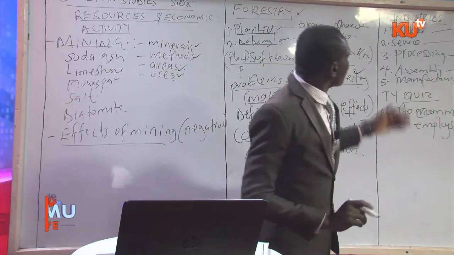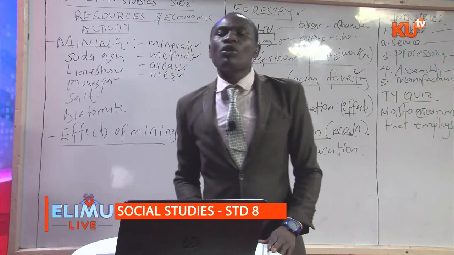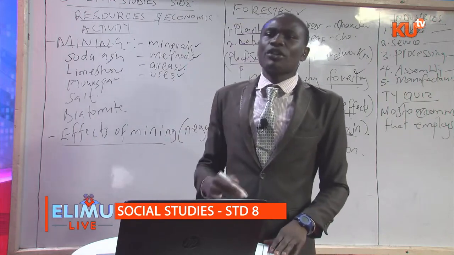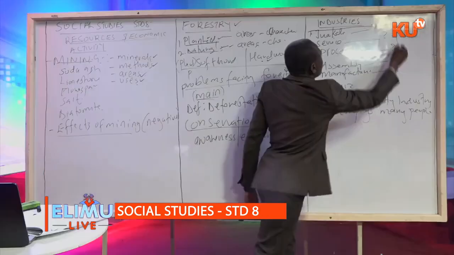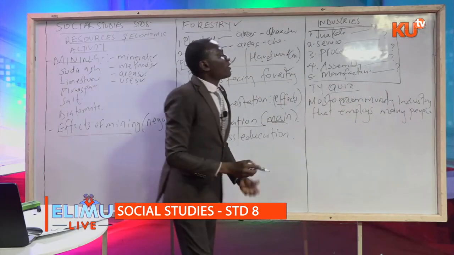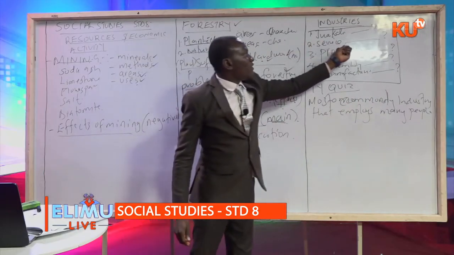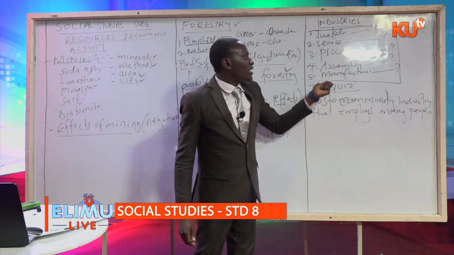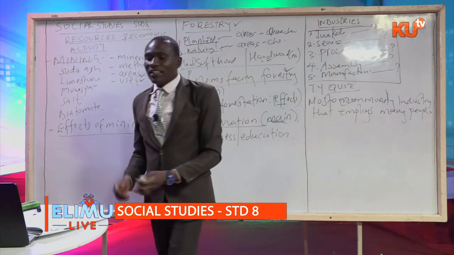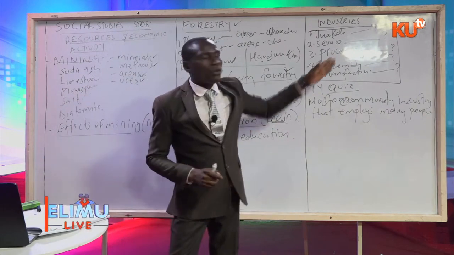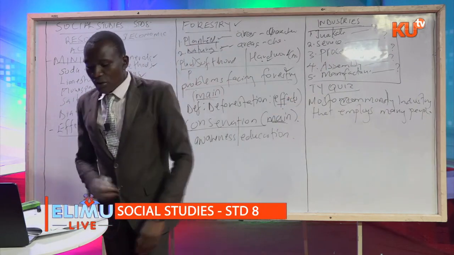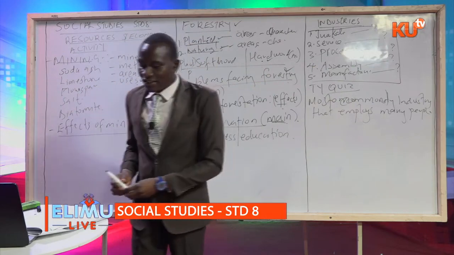Then on industries also, you should be able to know the factors influencing location of industry. Remember, all these industries do not base on the same factors. There is a factor that will lead to service industry, processing industry, assembly industry, and manufacturing industry. So these factors are different based on the type of industry that you have been asked.